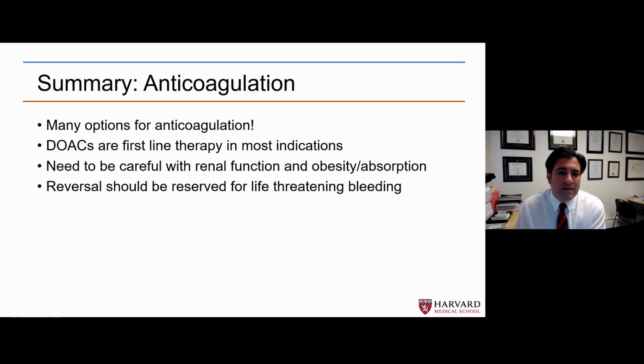And so in summary, anticoagulation, we have many options. DOACs are first-line therapy for most indications. You need to think about renal function and obesity and absorption, particularly in the setting of bariatric surgery. And reversal should be reserved for life-threatening bleeding.